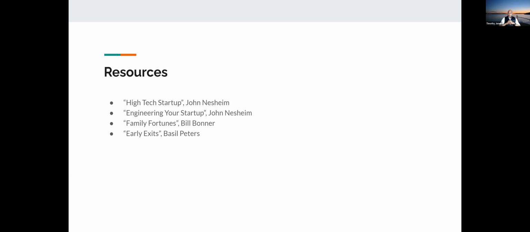A couple books by a gentleman by the name of John Nesheim, I think, are really valuable when you start thinking about equity division. So High Tech Startup and Engineering Your Startup are two great references. They're about 20 odd years old, so kind of written before and after the internet bubble, but I think really relevant when you get to the granular mechanics of building a capitalization chart, the importance of different advisors, how to think about equity for the role versus the job. So I highly recommend John Nesheim's works for being very methodical about building your company.